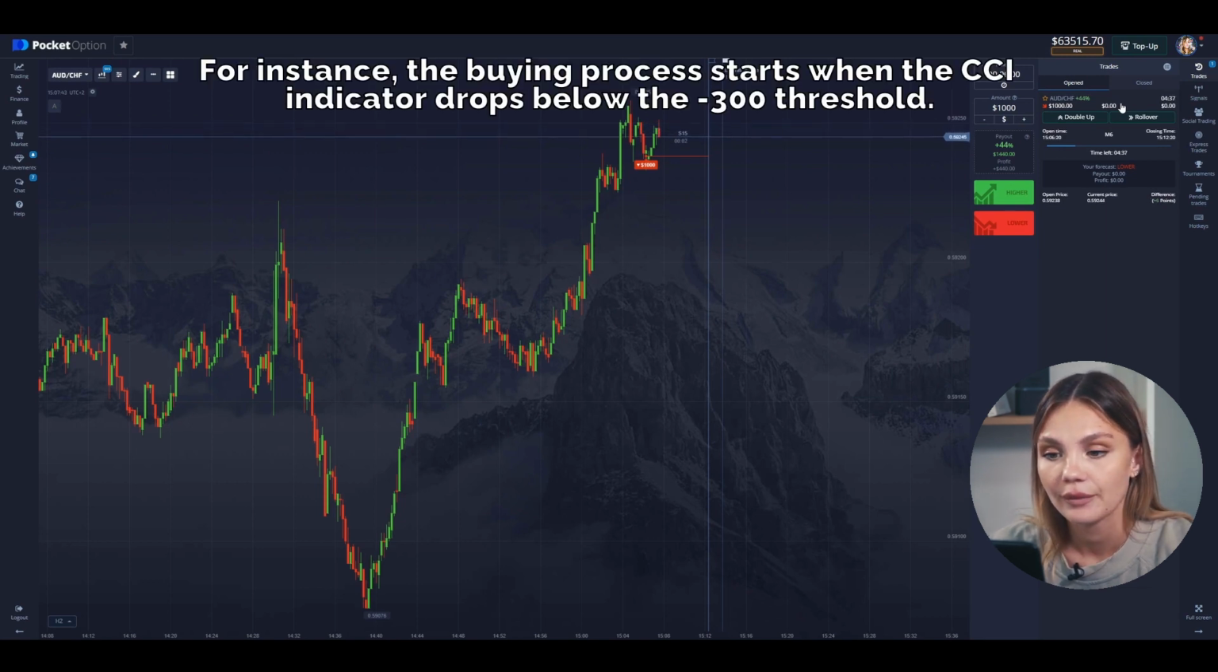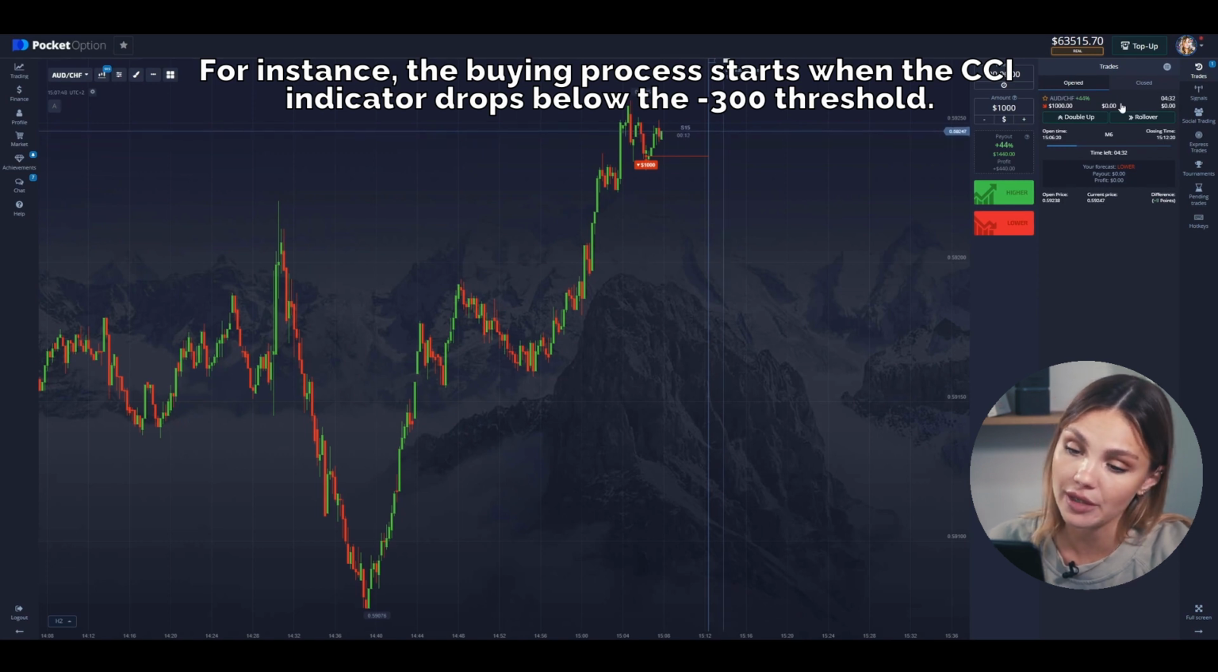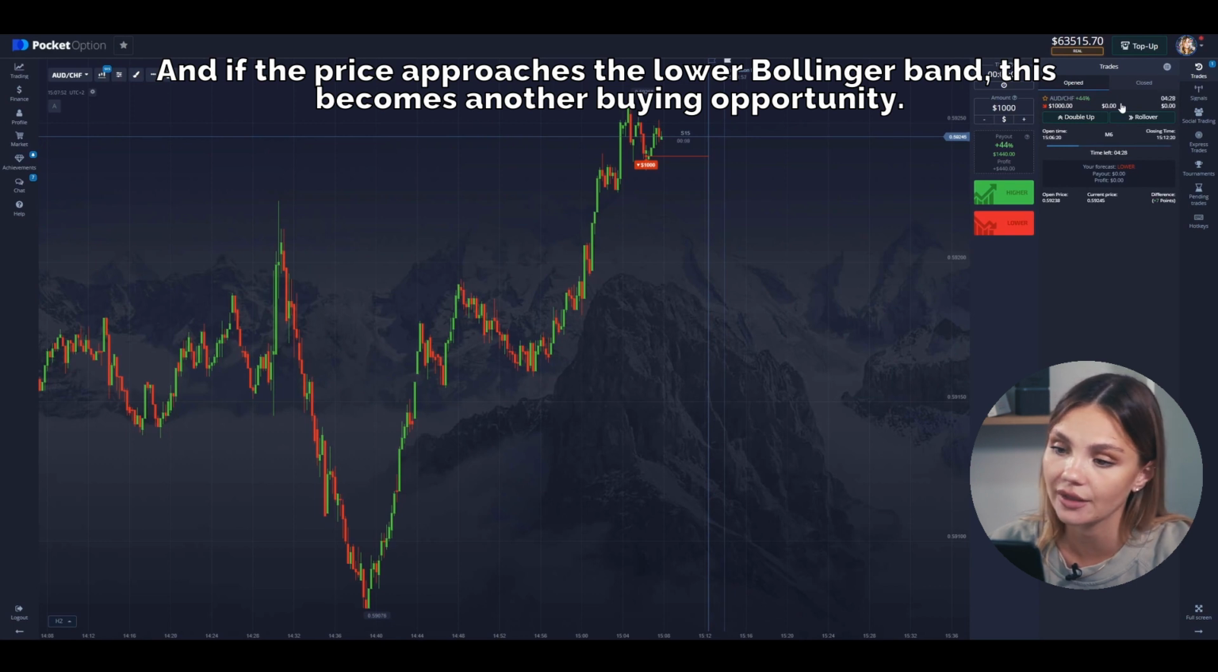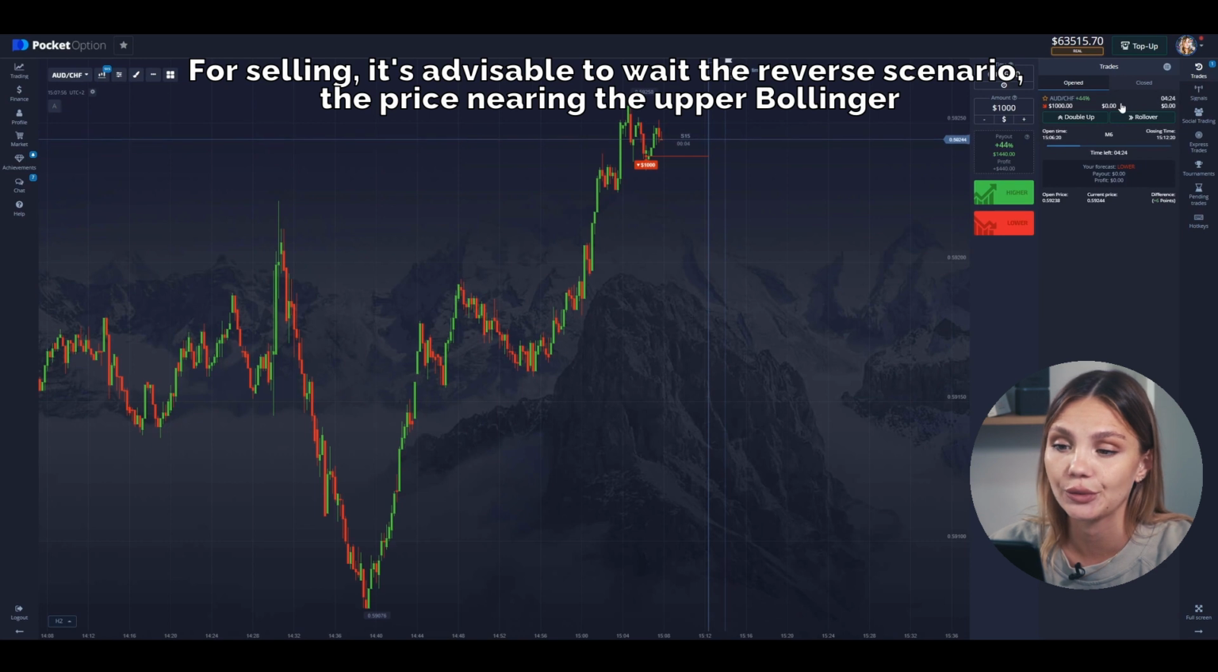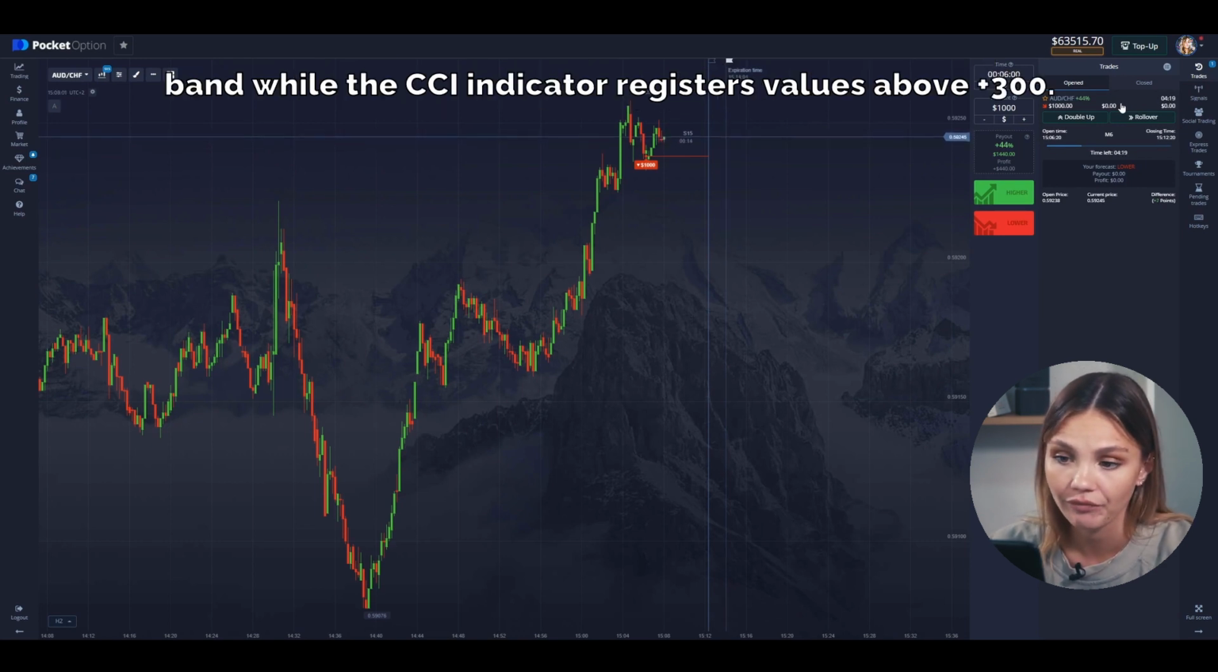For instance, the buying process starts when the CCI indicator drops below the minus 300 threshold, and if the price approaches the lower Bollinger Band, this becomes another buying opportunity. For selling, it's advisable to wait for the reverse scenario, the price nearing the upper Bollinger Band, while the CCI indicator registers values above plus 300.